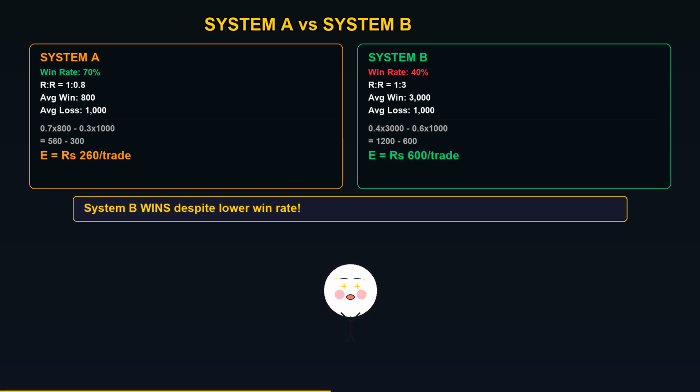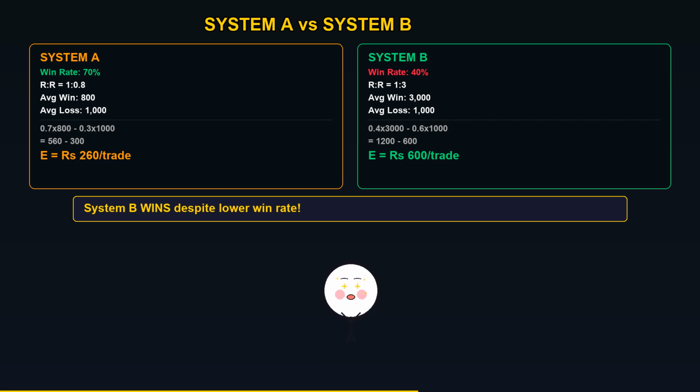Comparing two systems. System A has 70% win rate and 1 to 0.8 risk reward. Average win 800, average loss 1,000. Expectancy equals 0.7 times 800 minus 0.3 times 1,000 equals 560 minus 300 equals 260 per trade. System B has 40% win rate and 1 to 3 risk reward. Average win 3,000, average loss 1,000. Expectancy equals 0.4 times 3,000 minus 0.6 times 1,000 equals 1,200 minus 600 equals 600 per trade. System B is better despite a much lower win rate.